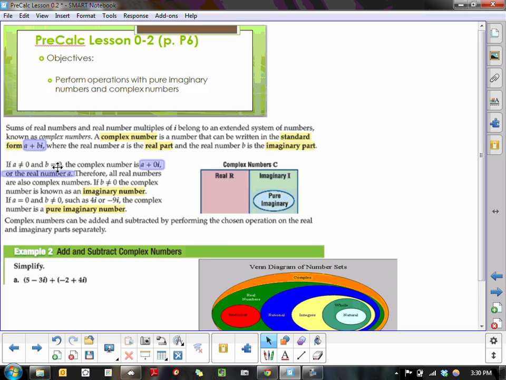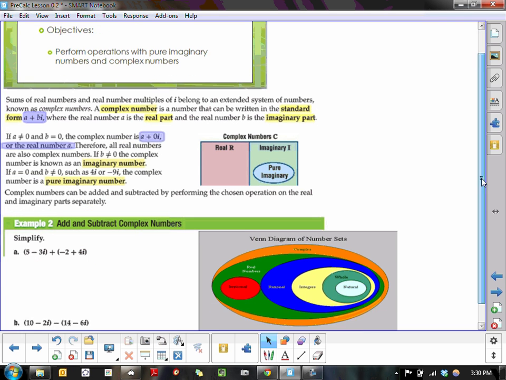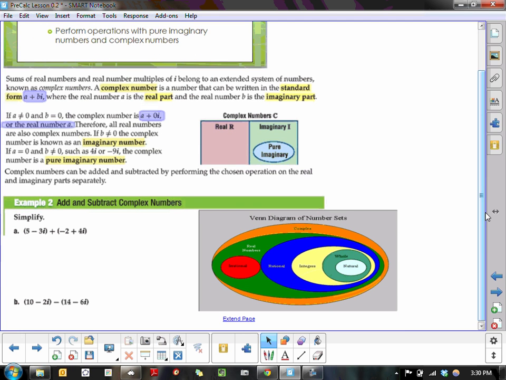Complex numbers can be added and subtracted by performing the chosen operation on the real and the imaginary parts separately. The way I translate this is, we're going to look for the like terms. The real parts are like, and the imaginary parts are like, so we're going to combine those and see how many real parts we have and how many imaginary parts we have.